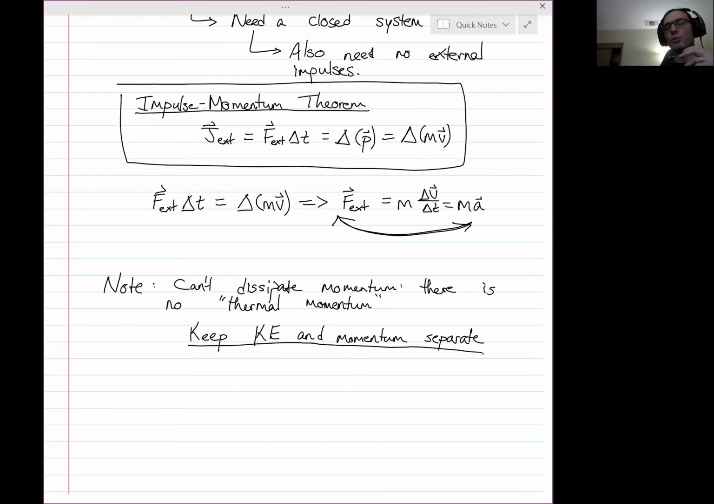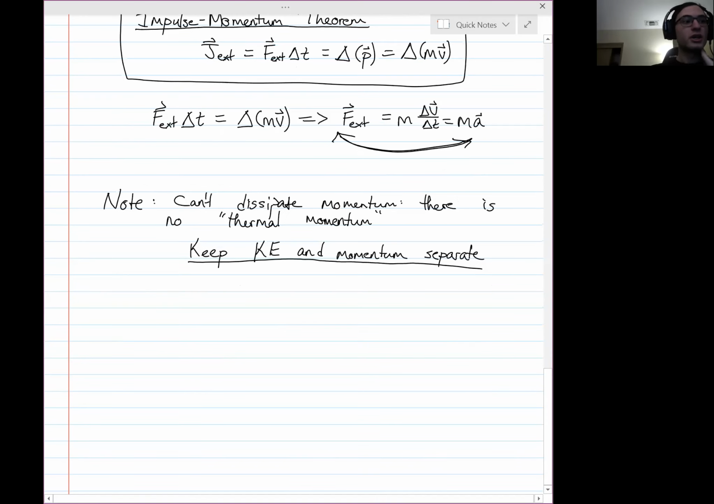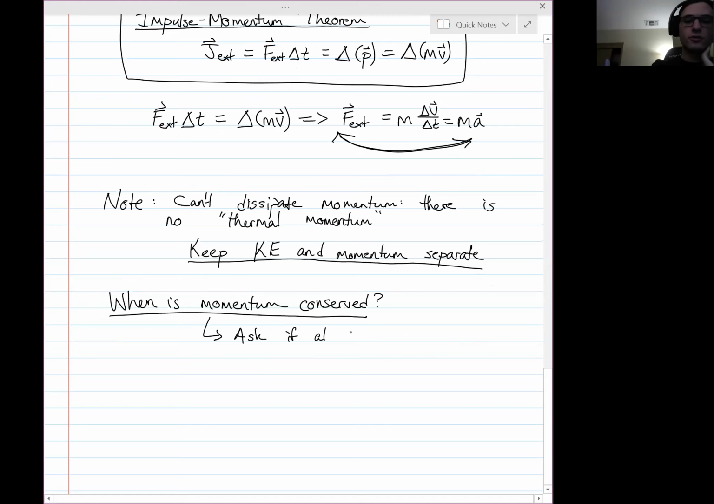So what's the final conclusion there? How do we decide when momentum is conserved? When is momentum conserved? Let me write this out so you guys have it in writing. We ask if all the forces involved are internal forces to the system, that is.